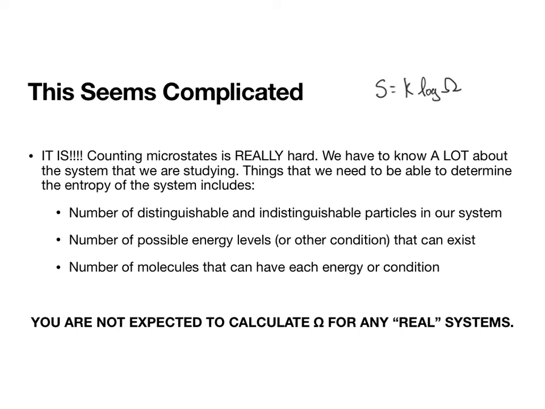Now, you are not expected to calculate omega for any real system because you saw how, depending upon the system that we were looking at, the way of calculating omega is different because we really have to understand probability theory and combinatorics to really say what are we actually counting. There is math to do that. People do this. We're not going to do it because we don't know enough about our system to be able to do it.